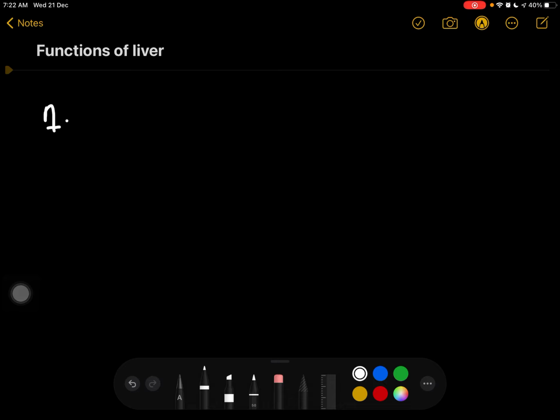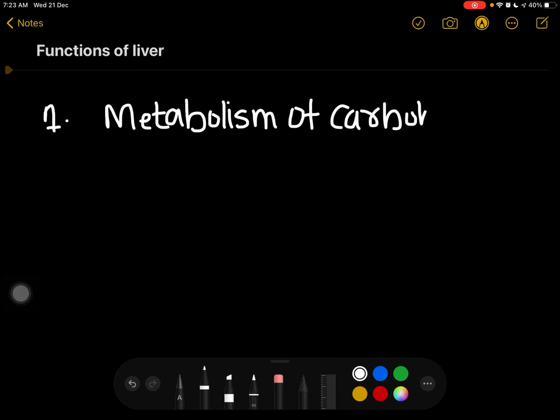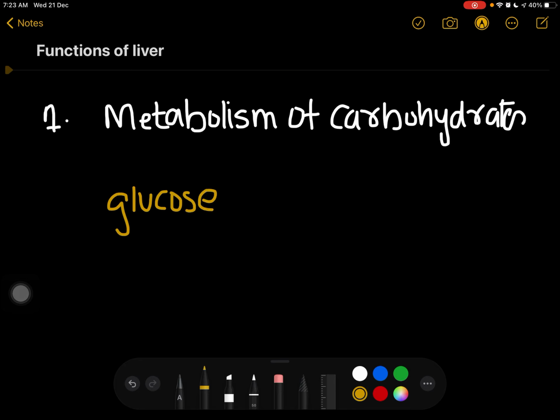Now we talk about functions of liver. Basically the number one function of liver is metabolism of carbohydrates. What are the carbohydrates? Like glucose. As we know, glucose is stored in liver in the form of glycogen.